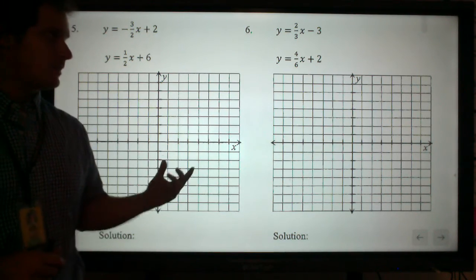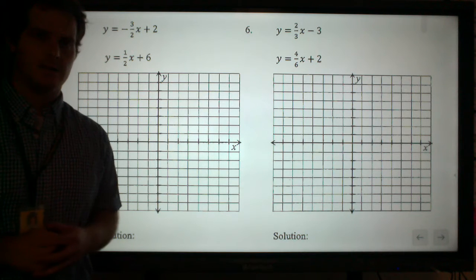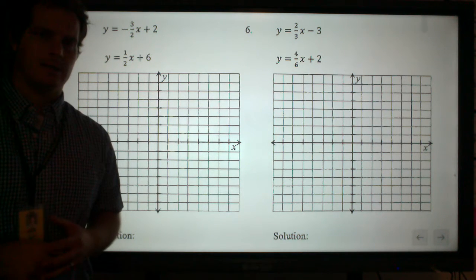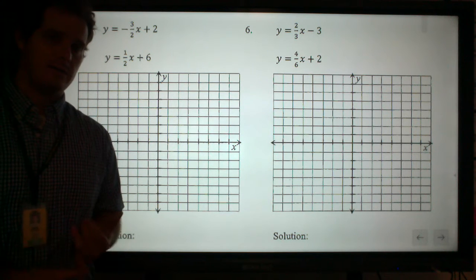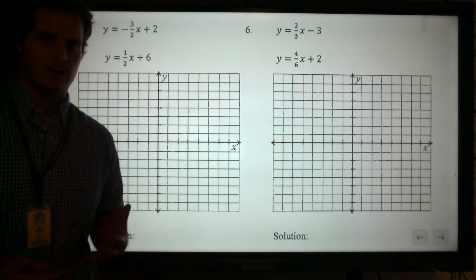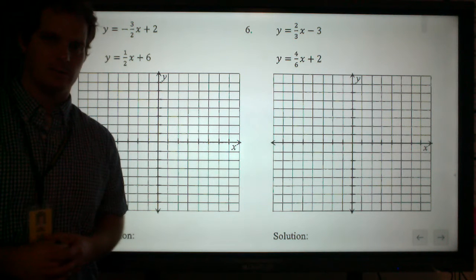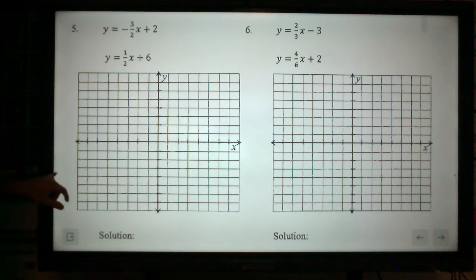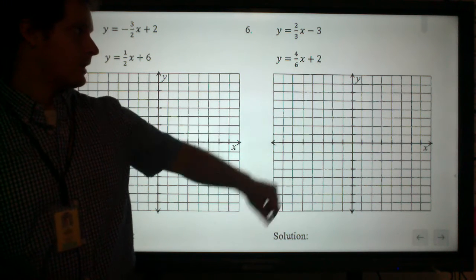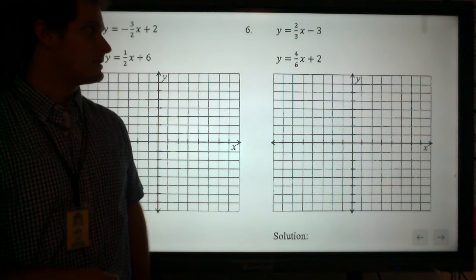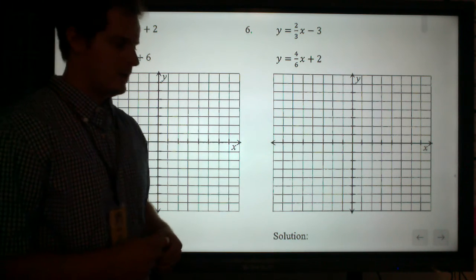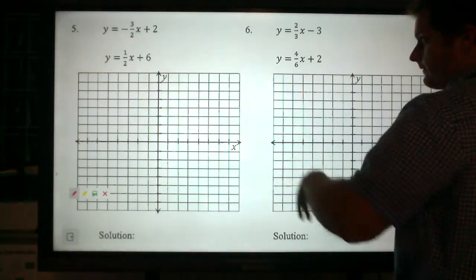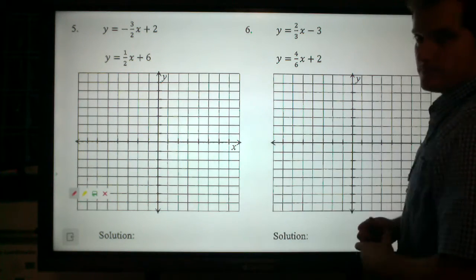The purpose of this video is to solve systems graphically, but more importantly, instead of looking at systems that have one solution, we're looking at systems that have either infinite or no solutions. And we're going to talk about some of the differences with those. For this one, I'm actually going to start with this problem over here, where we have y equals 2/3 x minus 3, and then y equals 4/6 x plus 2. I'm going to skip over that first one because we've already talked about those types of problems.